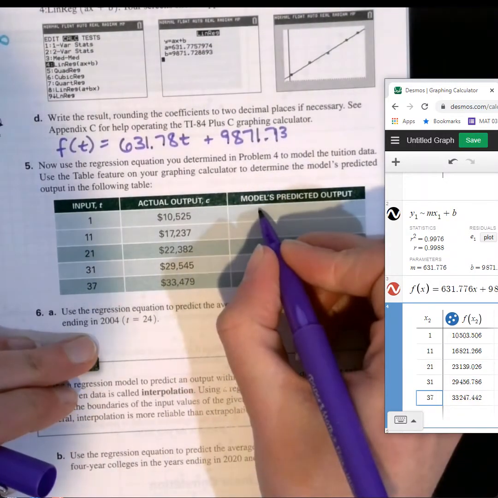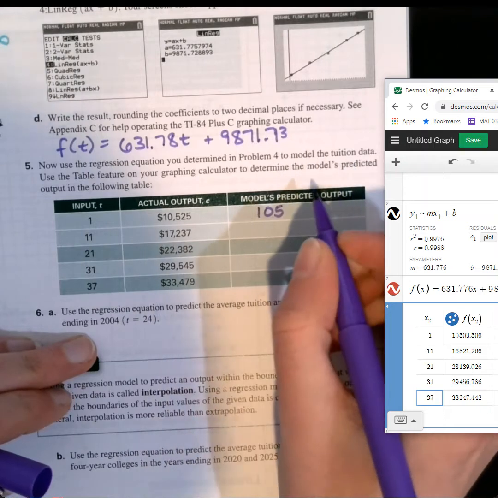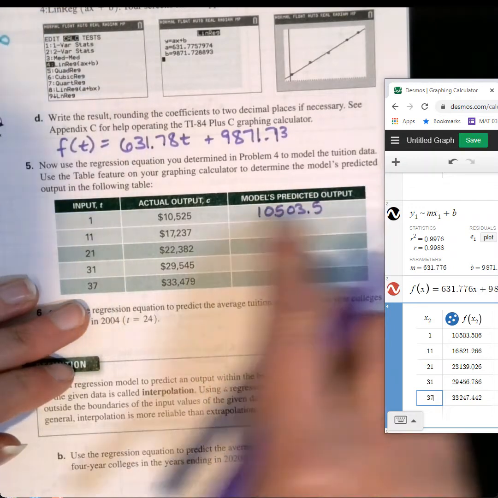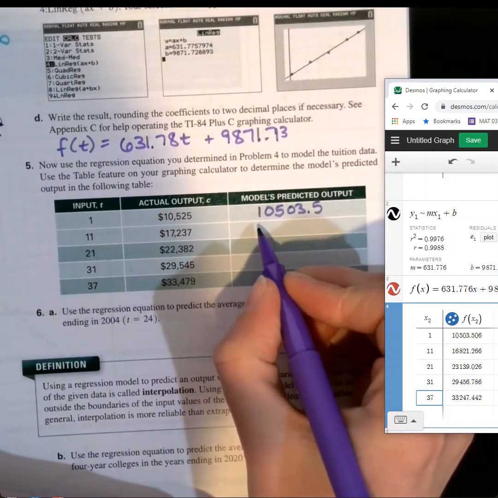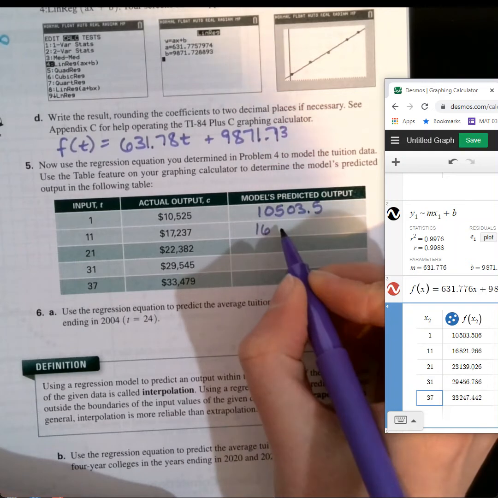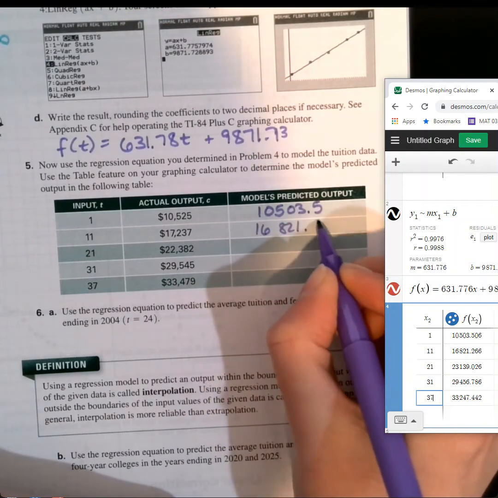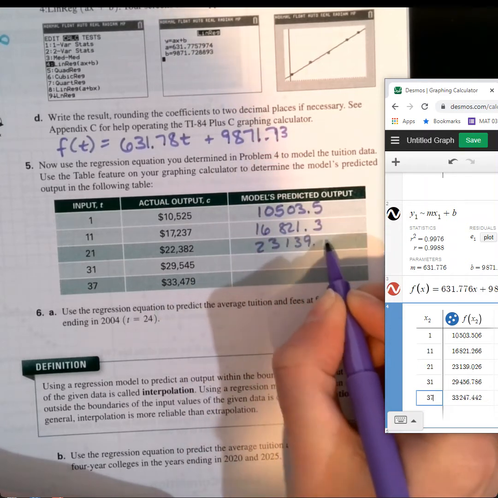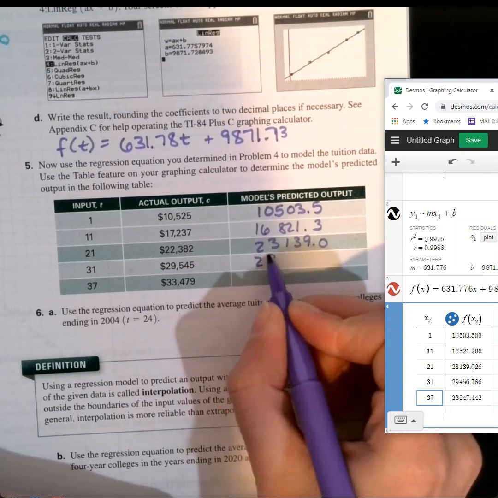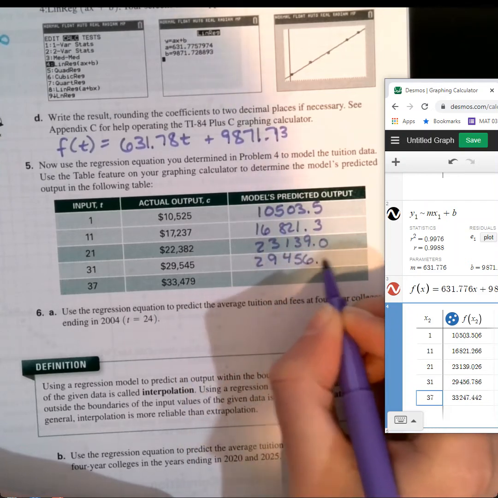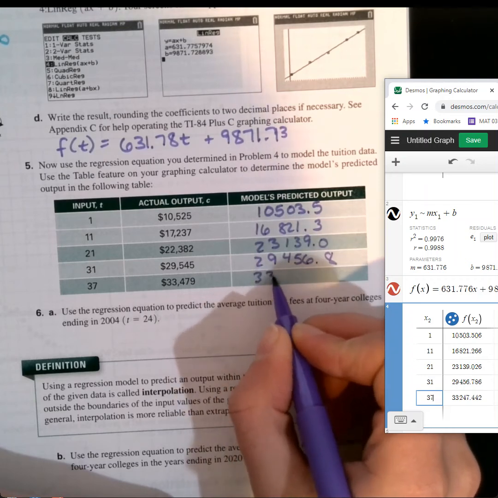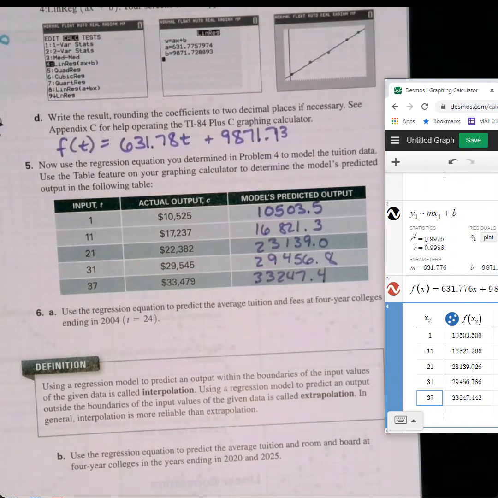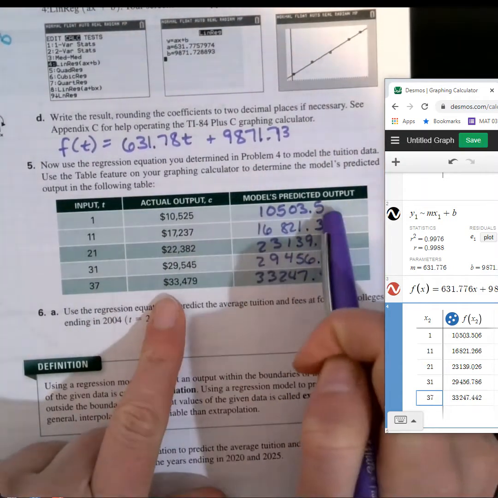Year 1, it was 10,503.5. I'm just going to keep one place right here because we're comparing them to a whole numbered value. Then I have 16,821.3, 23,139.0, 29,456.8, and 33,247.4.